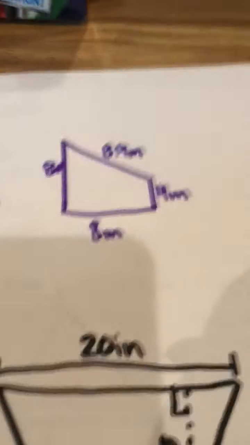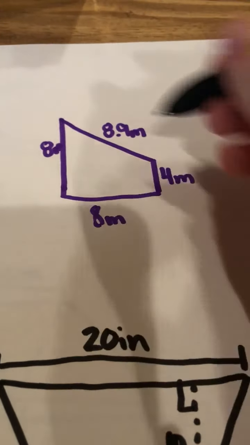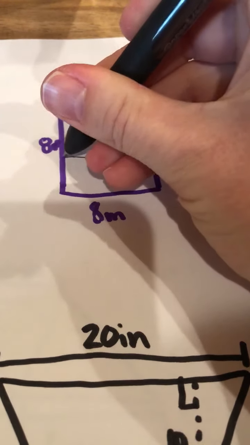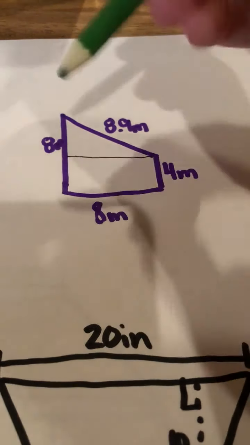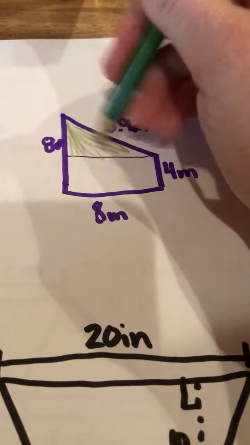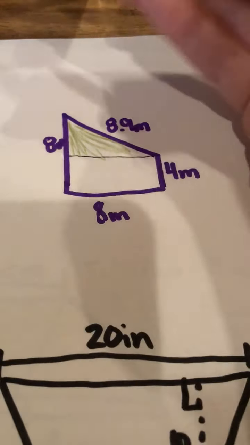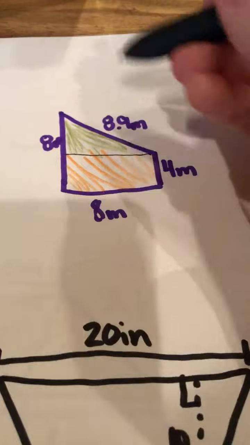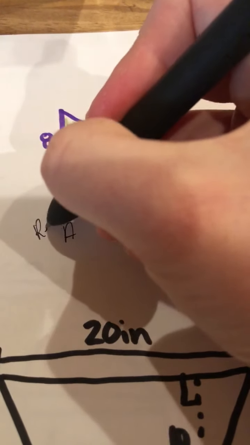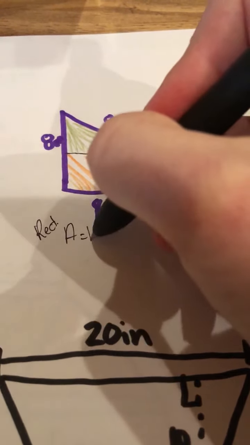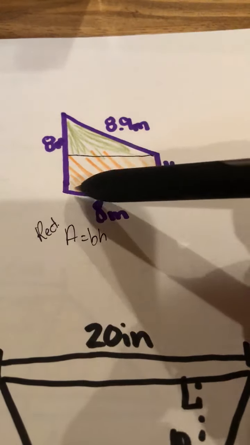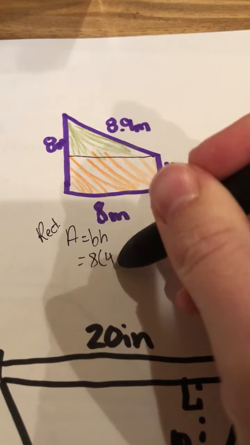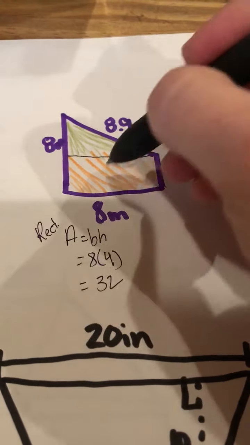Okay. Moving on to the next shape in number 8. So I'm going to split it right here where I see a triangle on the top and I see a rectangle on the bottom. So the area of the rectangle is base and height, not dividing by 2. The base is 8, the height is 4. That was easy. 32.